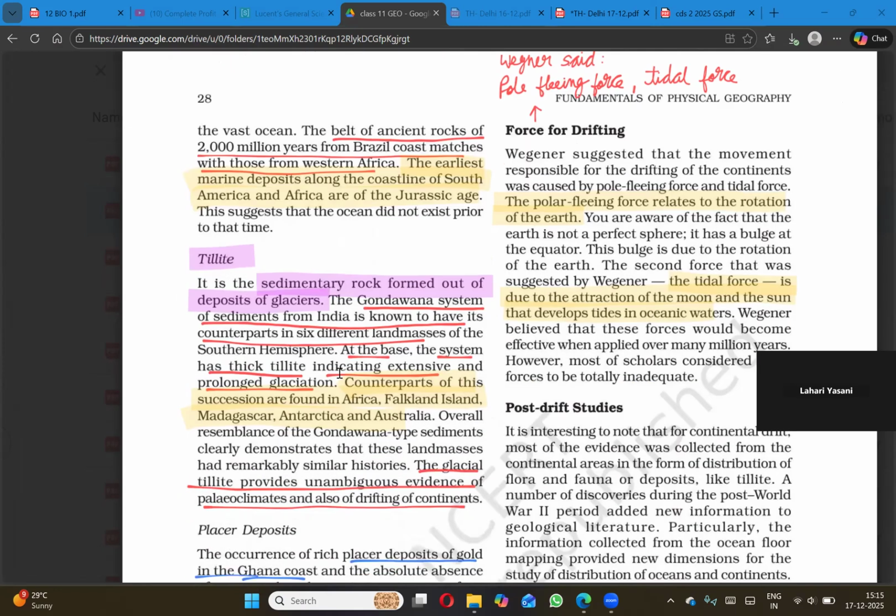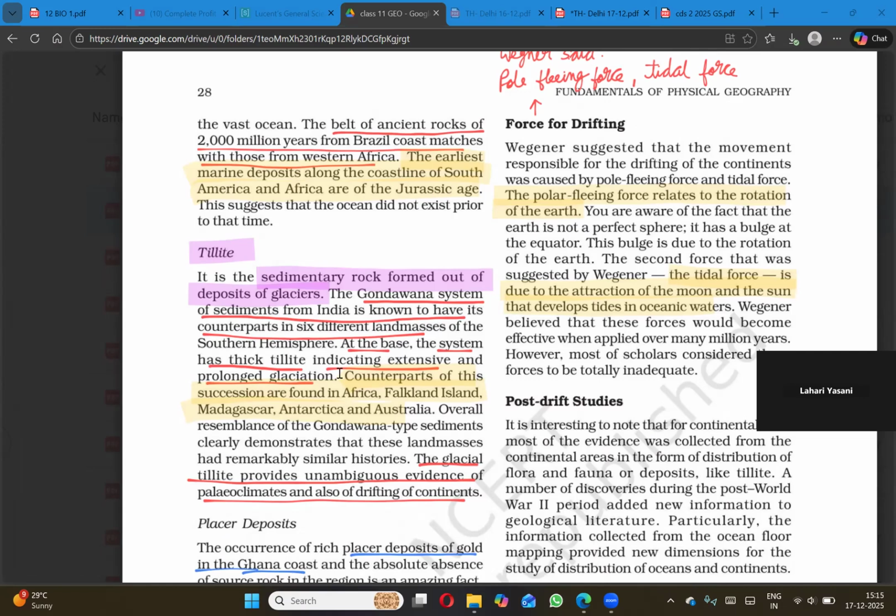Okay. Next, tillite. What is a tillite? Tillite is a sedimentary rock formed out of deposits of glaciers. So, a tillite is one of the types of sedimentary rocks. The Gondwana system of sediments from India is known to have its counterparts in 6 different land masses of the southern hemisphere. So, it is being told here that the sediments found in India also have the same traces in another 6 different land masses of the southern hemisphere.